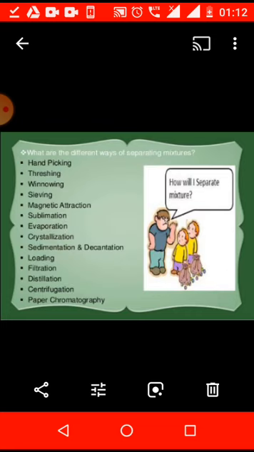And next, this is how we can separate the mixtures. What are the ways? Hand picking, threshing, winnowing, sieving, magnetic attraction, sublimation, evaporation, crystallization, sedimentation and decantation, loading, filtration, distillation, centrifugation, paper chromatography. These are the ways we can use for separation of mixtures.